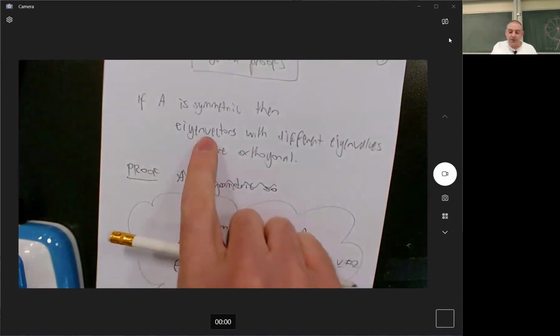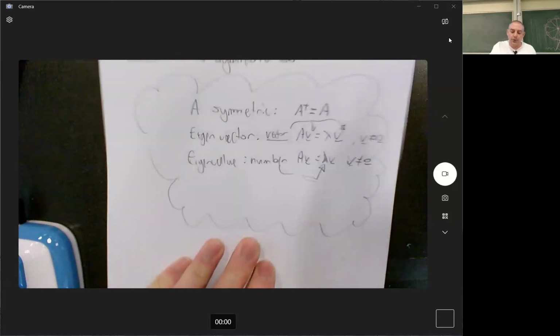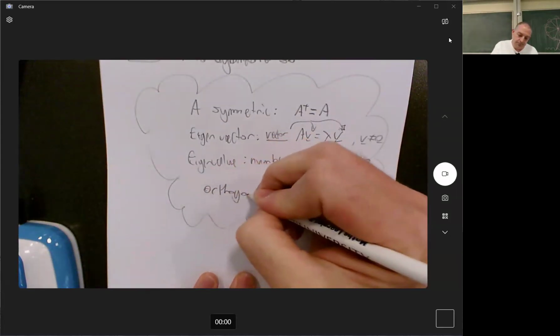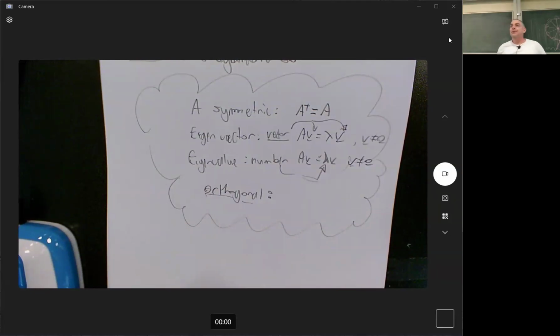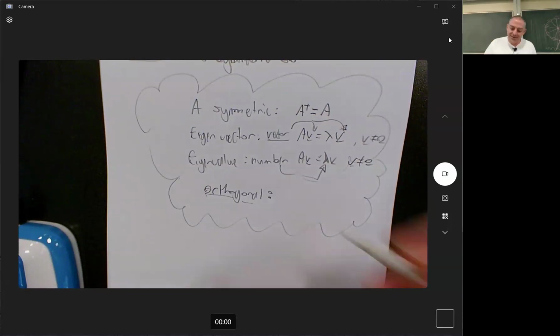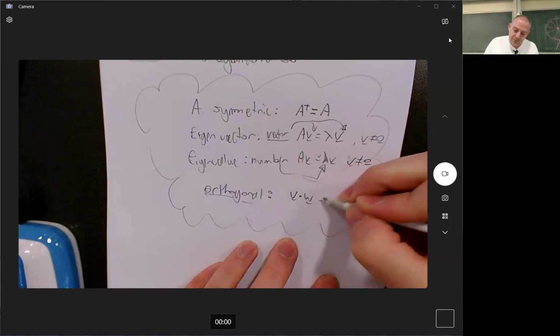And eigenvectors, eigenvalues, orthogonal. We need to know what orthogonal means. Yep, orthogonal means right angle. The word literally means right angle. Ortho means correct, i.e. right, and gon means angle, as in hexagon. So it's the correct angle, as in the right angle. That is true. But what's the algebra definition of orthogonal? Dot product is zero. So V times W equals zero, something like that.